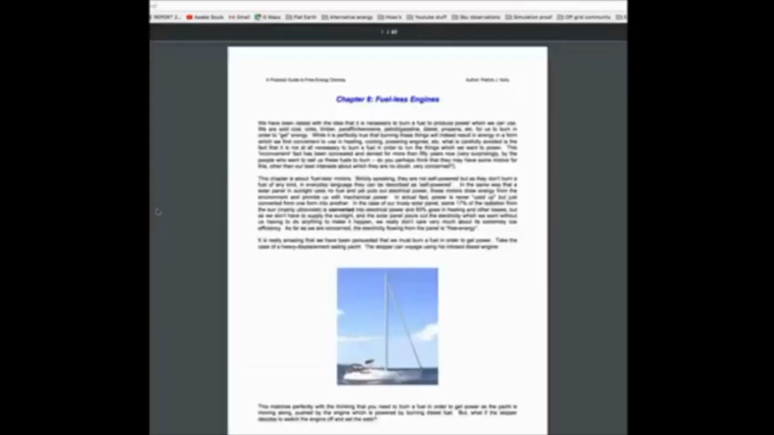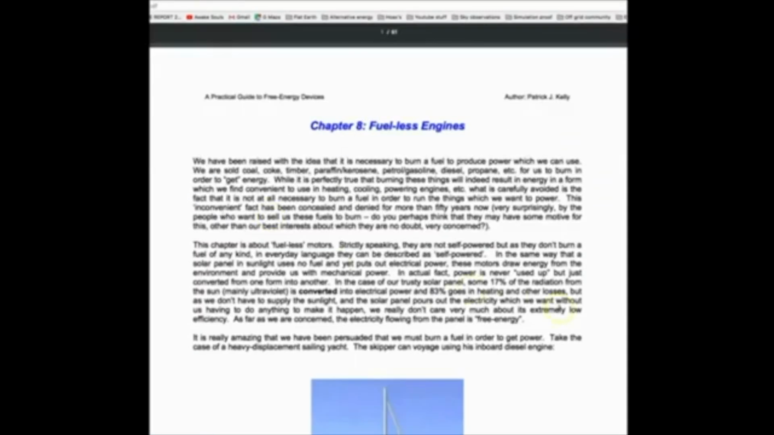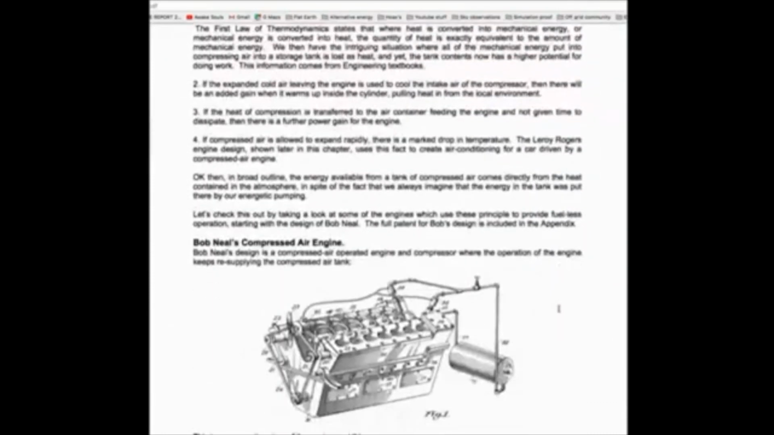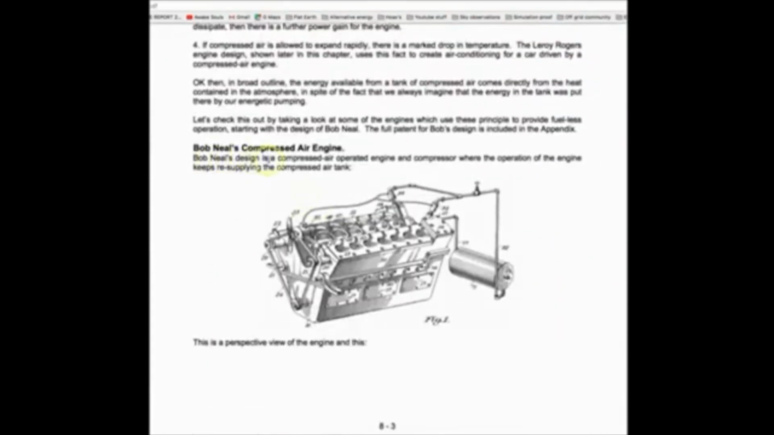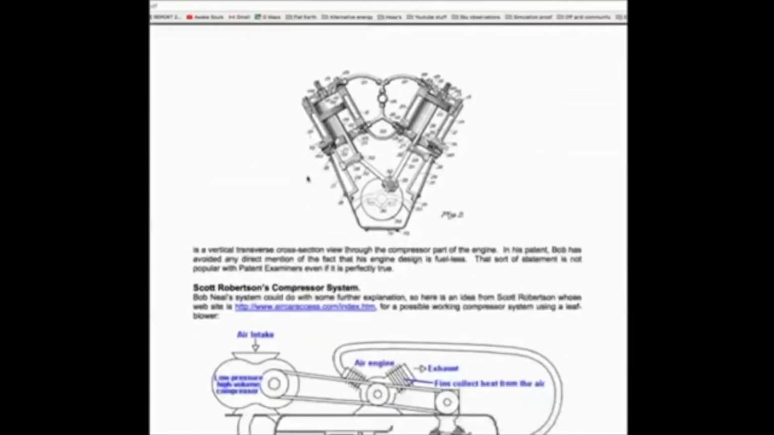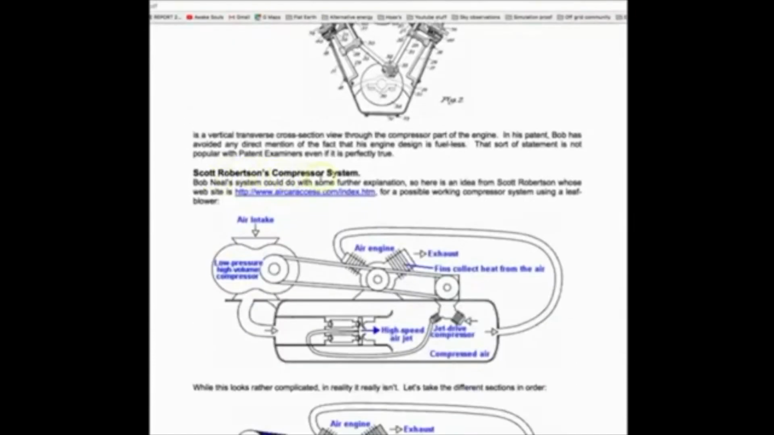Fuelless engines. The Energy and Air: Bob Thiele's compressed air engine. Bob Thiele's design is a compressed air operated engine and compressor where the operation of the engine keeps resupplying the compressed air tank. Scott Robertson's compressor system. Bob Thiele's system could do with some further explanation, so here's an idea from Scott Robertson.